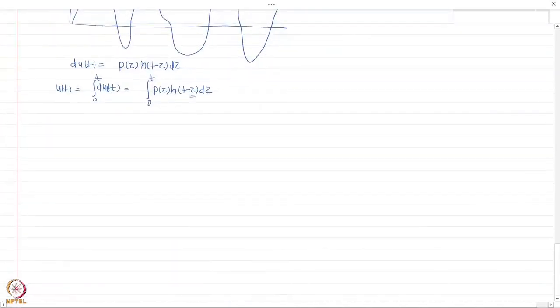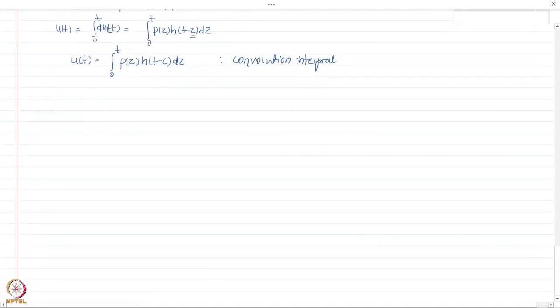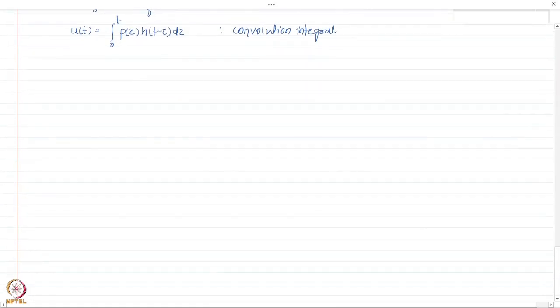So this expression, let me rewrite it: p(tau) h(t minus tau) d tau. This is called the convolution integral, and it finds a lot of application in multidisciplinary fields. You will see this convolution integral at many places.